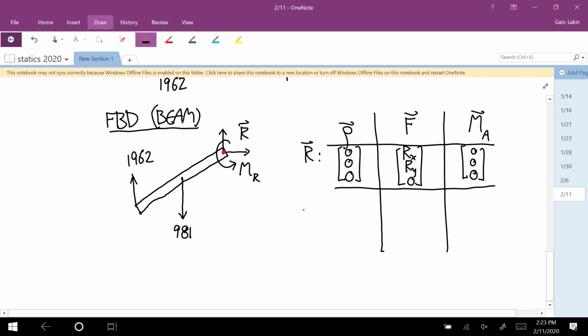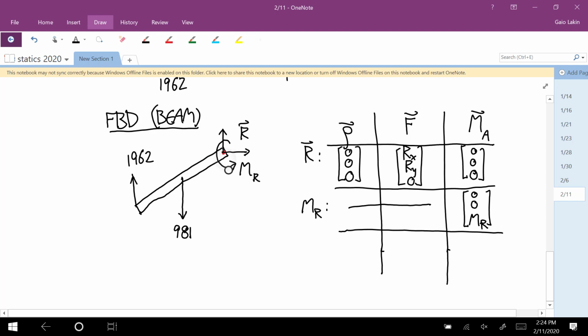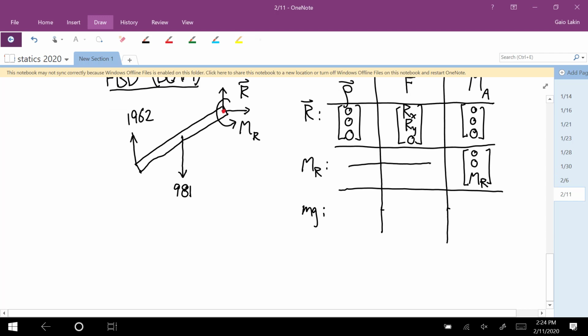Next, I'll do the couple MR. For a couple, you don't care about these. That only has a Z component, so this is 0, 0, MR. And now I'll go to the weight force. So we have to figure out a vector that goes from the about point to where the weight force is applied. That's the center of the beam.